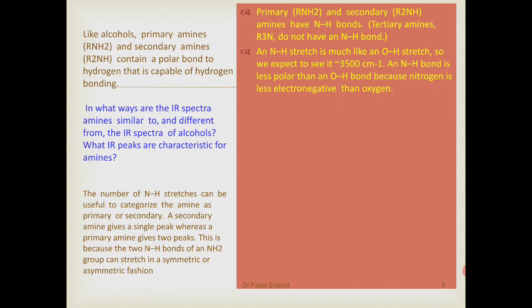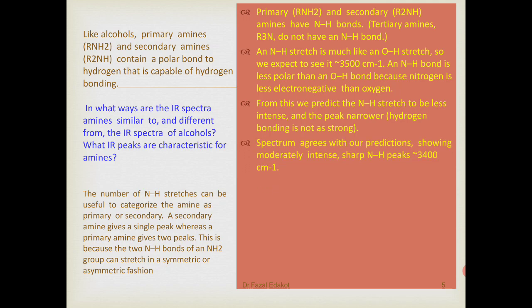An NH stretch is much like an OH stretch, so we expect to see it somewhere around 3500 per centimeter, and the NH bond is less polar than the OH bond because nitrogen is less electronegative than oxygen. And from this we predict the NH stretch to be less intense and the peak narrower because the hydrogen bonding is not that strong compared to the OH bond. The spectrum agrees with our predictions. Let us go back to the slide showing a moderately intense sharp NH peak at 3400 per centimeter.